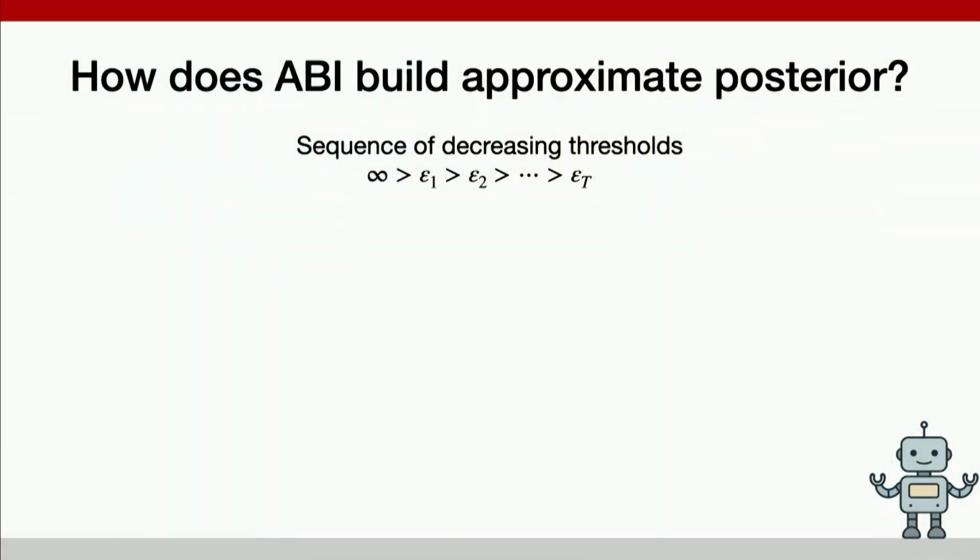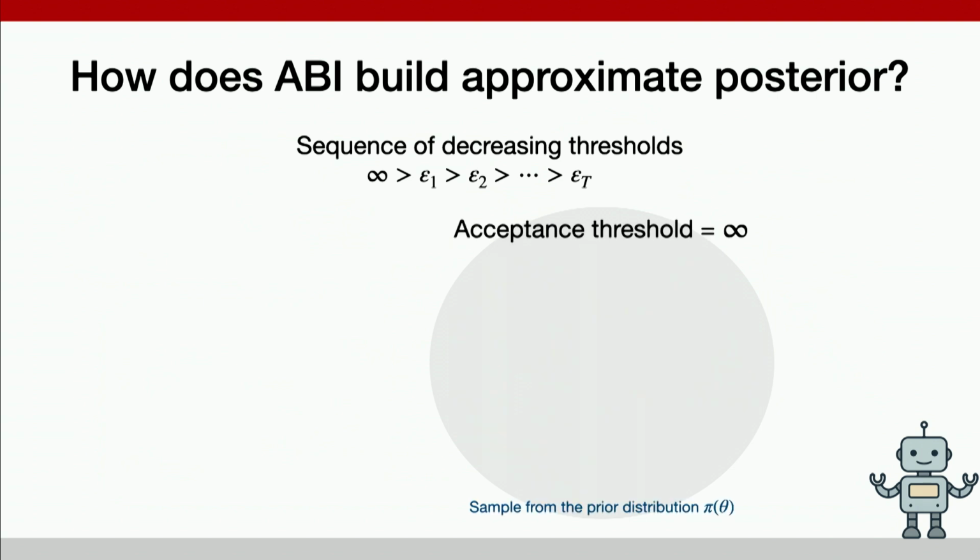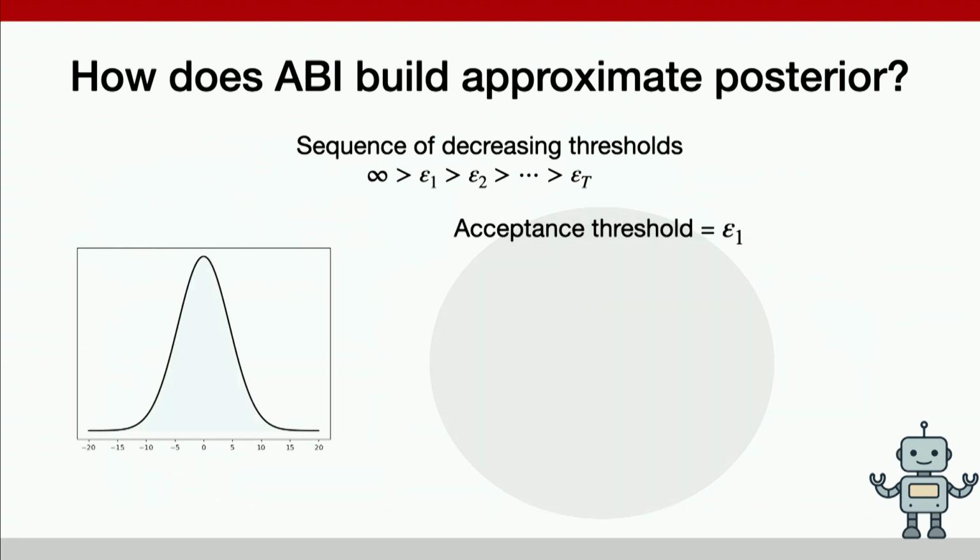Now, given this distance, we want to build the approximate posterior distribution. And we do so iteratively and sequentially, so we don't just do a one-pass rejection sampling, but rather we iteratively refine our estimates using a sequence of decreasing thresholds. So again, I will start with the acceptance threshold being infinity, which corresponds to directly sampling from the prior distribution. Here I am plotting the prior distribution. Now at time step 1, I set my threshold to be something, epsilon 1, that's smaller than infinity, and I will only accept the parameter values that correspond to an estimated MSW distance between the target posterior and my current parameter that's less than or equal to epsilon 1.